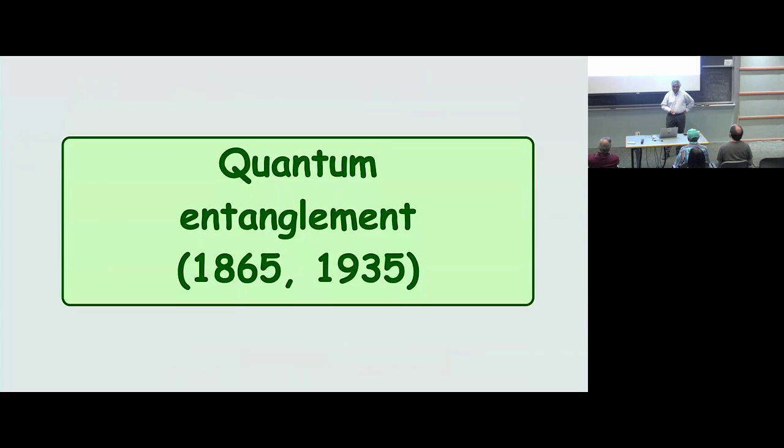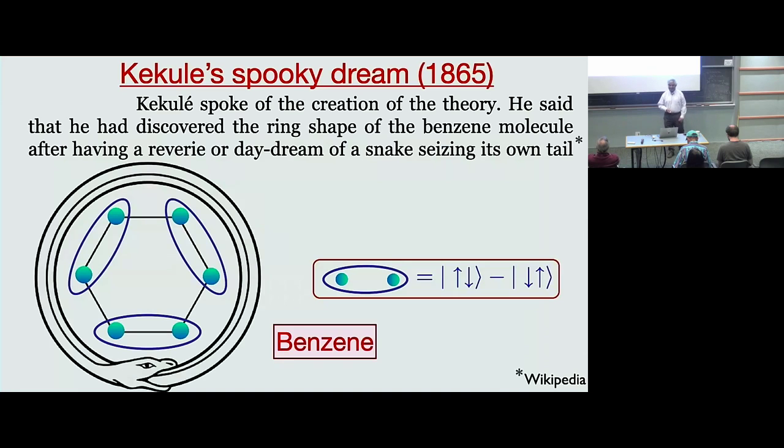1865. Okay, exactly. Quantum entanglement. Why is that 1865? Good catch. All right, so 1865 is when Kekulé, a German chemist, had a spooky dream, according to Wikipedia. Of course, and he basically is the chemist who figured out the structure of benzene.